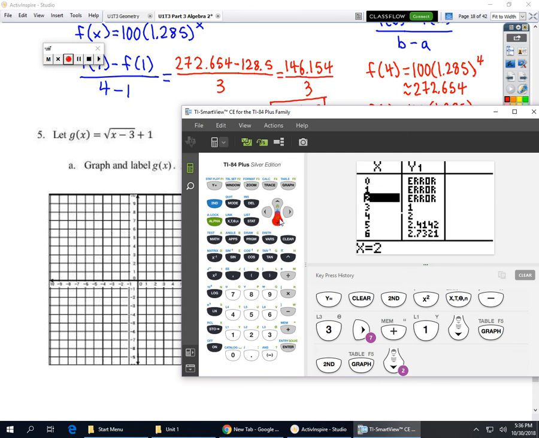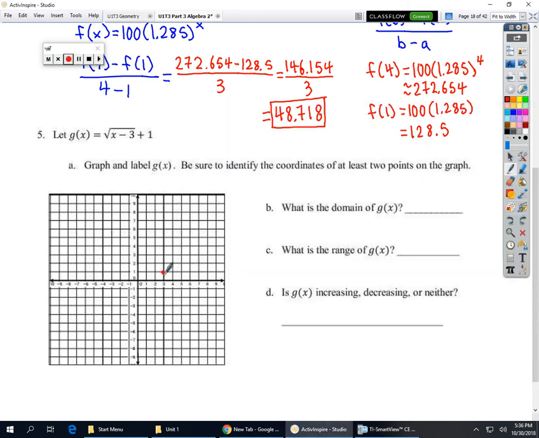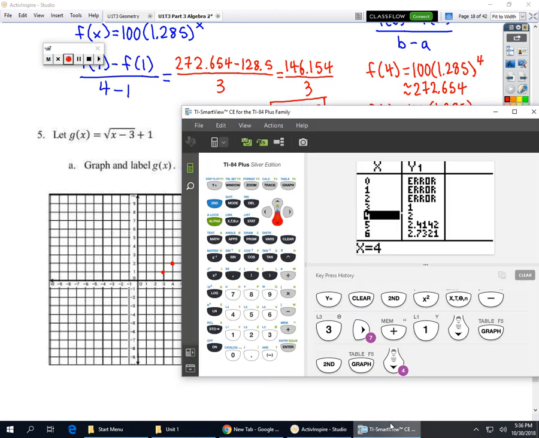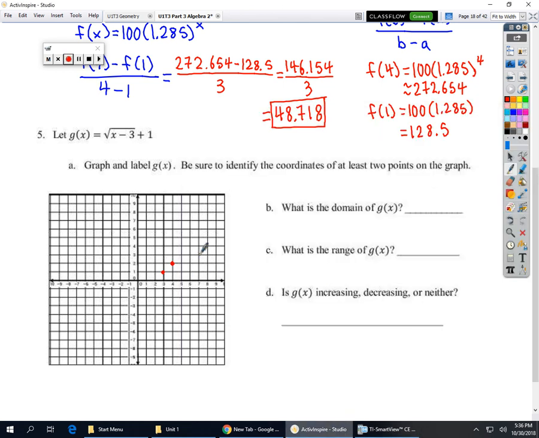Okay, error, error, doesn't exist, doesn't exist. First point is 3, 1, then 4, 2. If you do continue down the table, try to look for 7, 3. There's our last beautiful point. 7, 3.